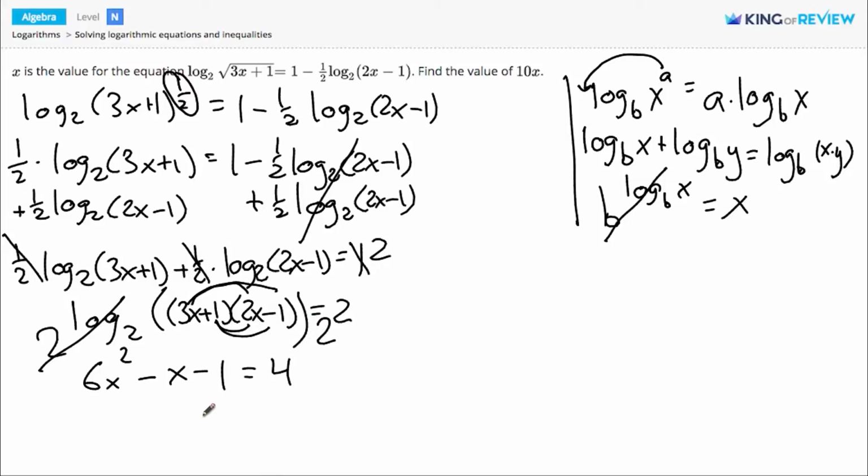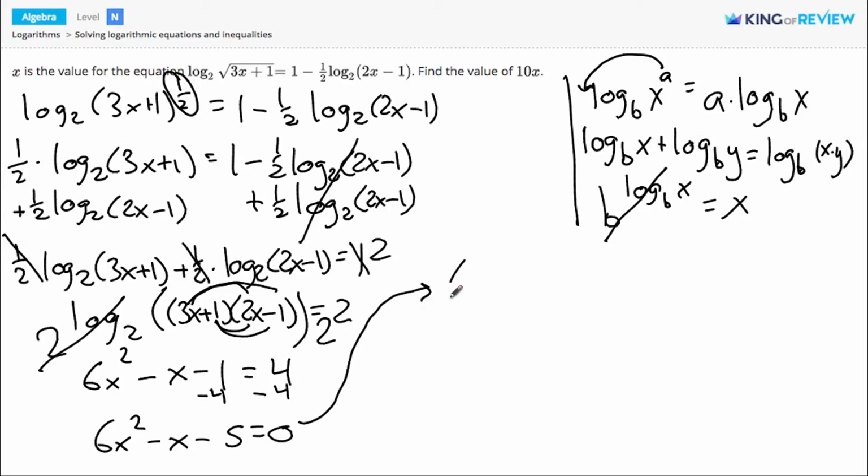Since this equation has x squared as its highest exponent, I'd like to set it equal to 0 to solve. So I need to subtract 4 on both sides, and I get 6x squared minus x minus 5 equals 0. Now, quadratic equations can often be factored. That's generally the easiest way to solve them. And with a little bit of guess and check, we can figure out that this equation factors into 6x plus 5 times x minus 1. Distributing these back out will give us 6x squared minus x minus 5.